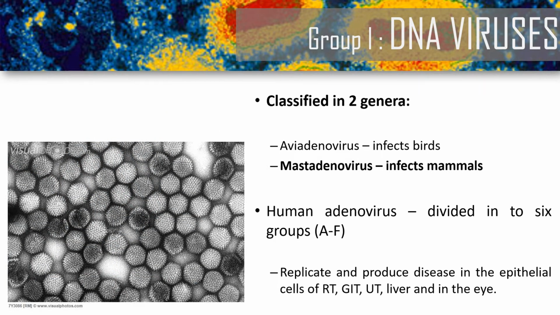So again, class, as I mentioned, they are classified in 2 genera, and the adenoviruses actually belong to your Mastadenovirus, because this virus infects mammals. And then you have your Aviadenovirus naman class that infects birds. Human adenovirus class, they are divided into 6 groups, from A to F. Then they replicate and produce disease in the epithelial cells of your respiratory tract, gastrointestinal tract, urinary tract, liver, and in the eyes. That's why we have your conjunctivitis.